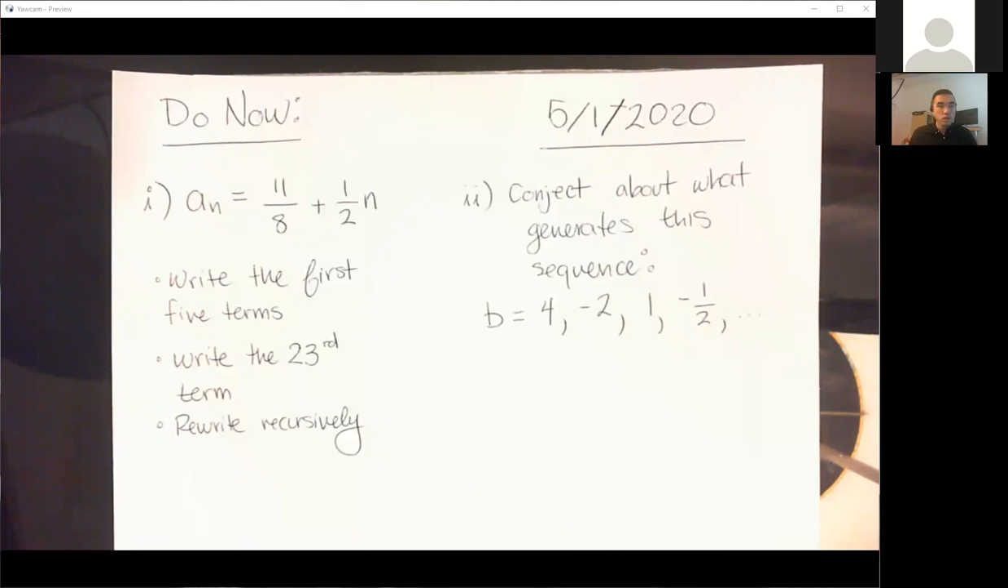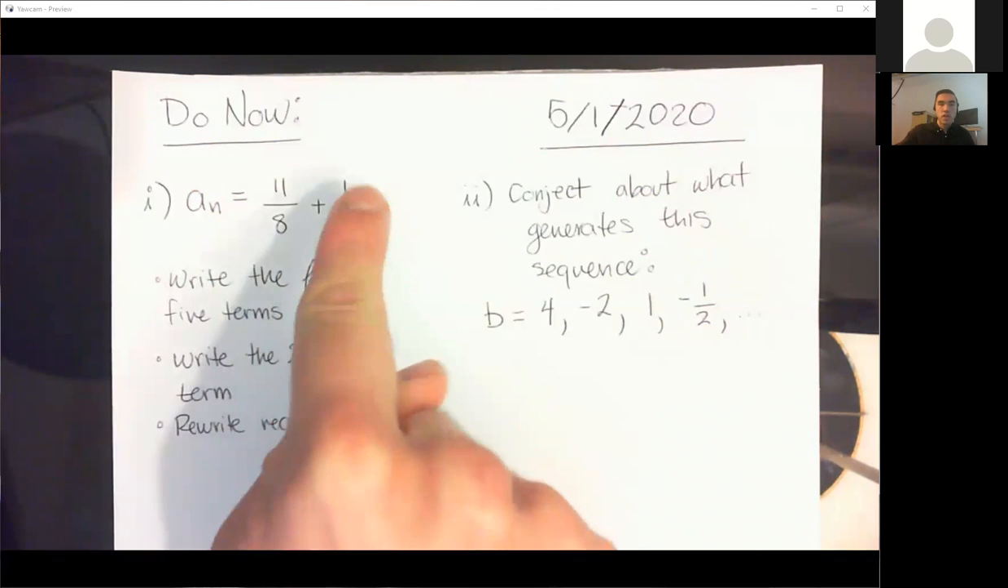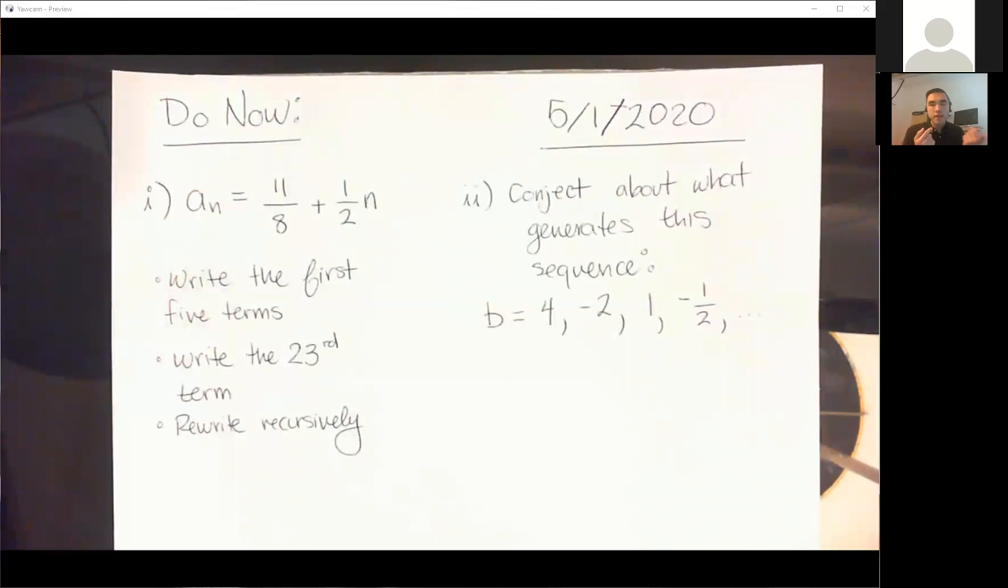So just as a reminder, instead of writing it explicitly, which is what this form is, this allows us to plug in any n and get any answer. Rewrite it so that instead it generates the same set of numbers, but you give what the first number is, and then you give how you use that first number to calculate the rest of the terms. And it's easy to check because if you plug in those digits, it should give you back the same first five.